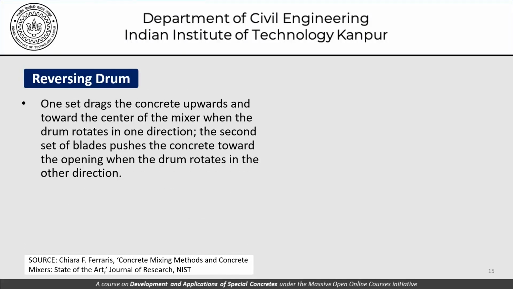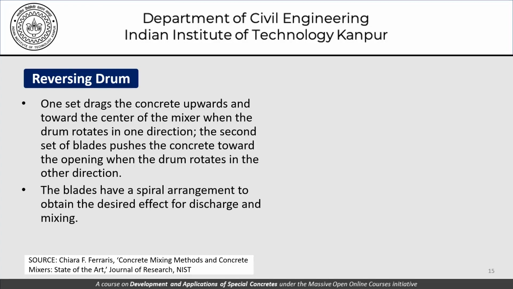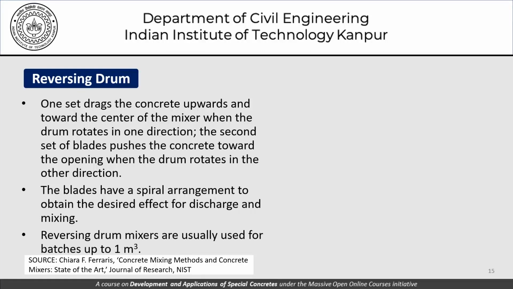is concerned. One set of blades drags the concrete upwards and towards the center of the mixer when the drum rotates in one direction, and the second set of blades pushes the concrete towards the opening when the drum rotates in the other direction at the time of discharge. The blades have a spiral arrangement to obtain the desired effect for discharge and mixing. The reversing drum mixers are usually for batches up to about 1 cubic meter.